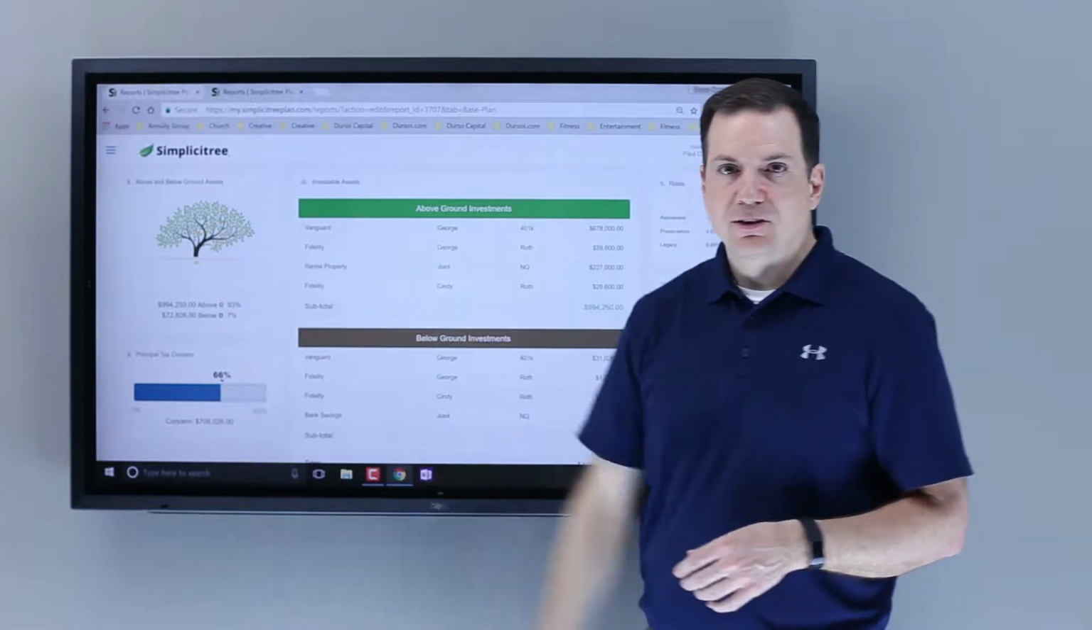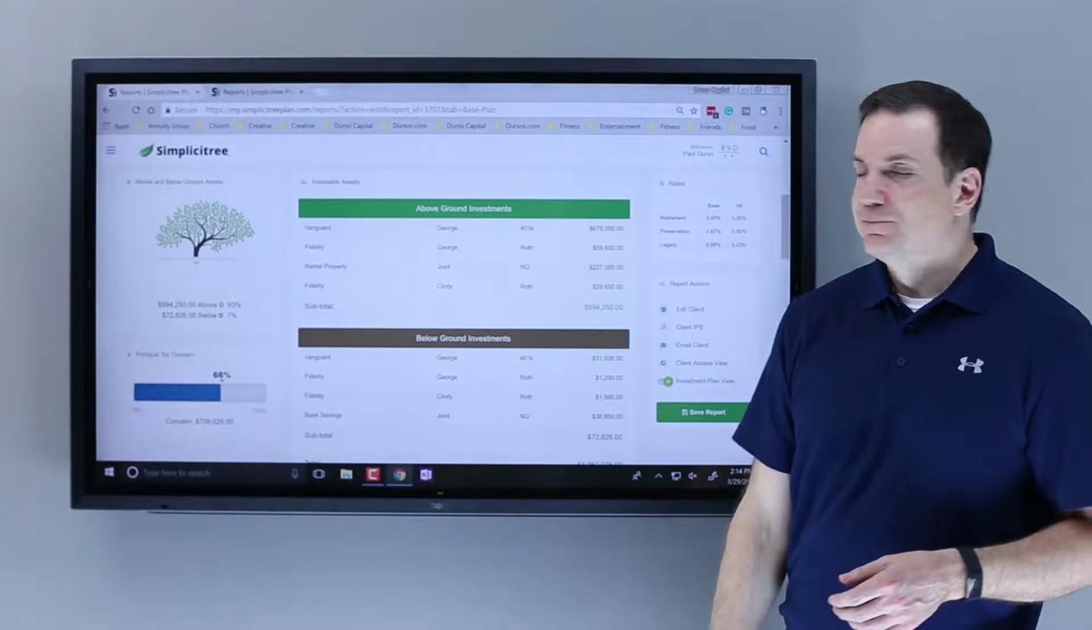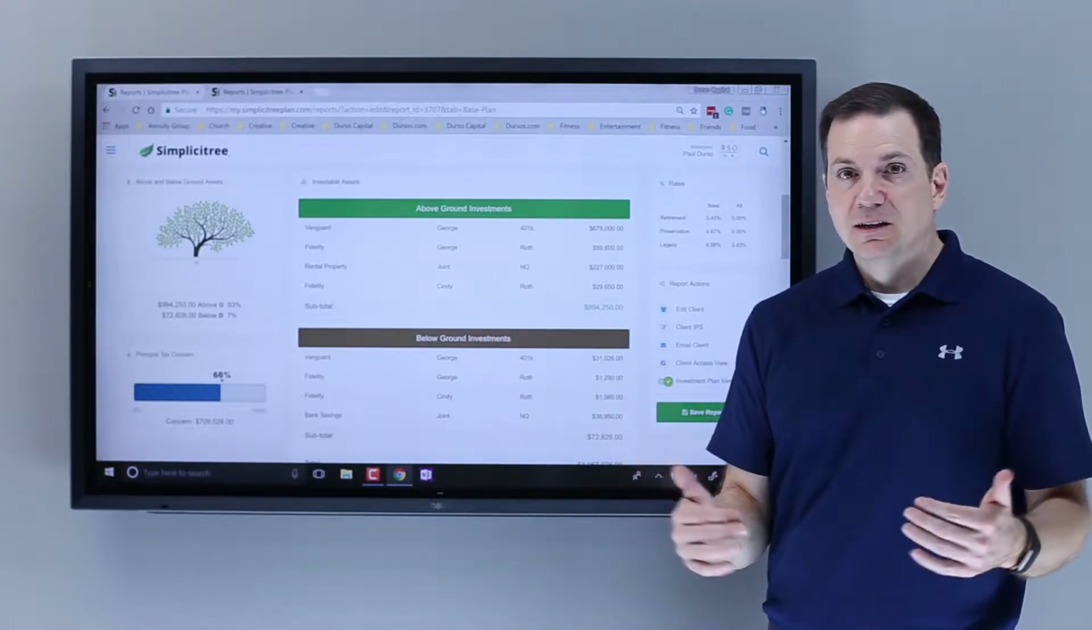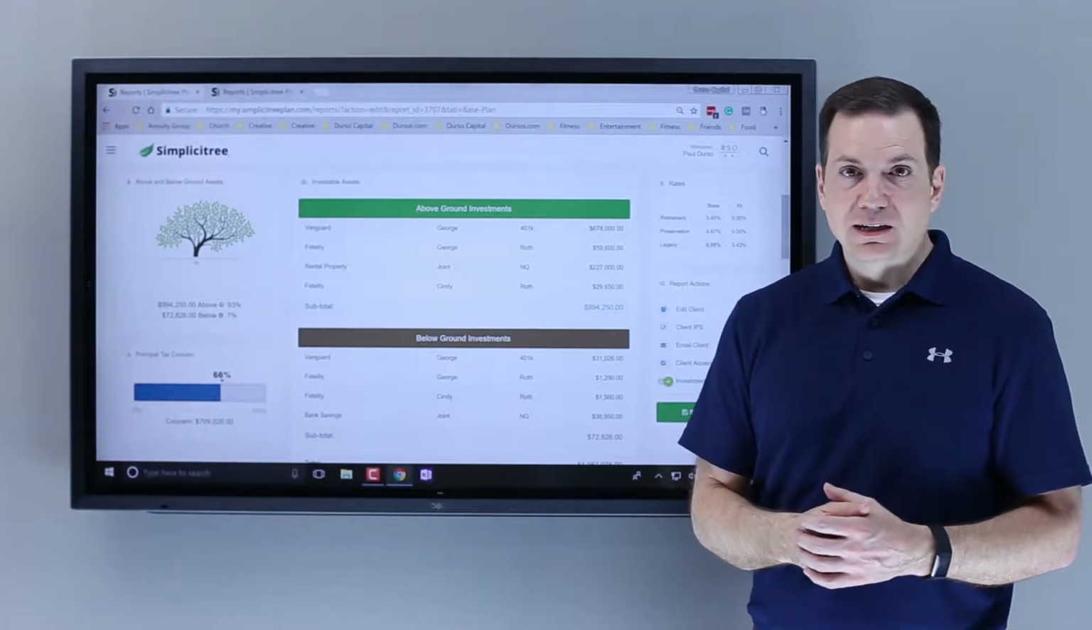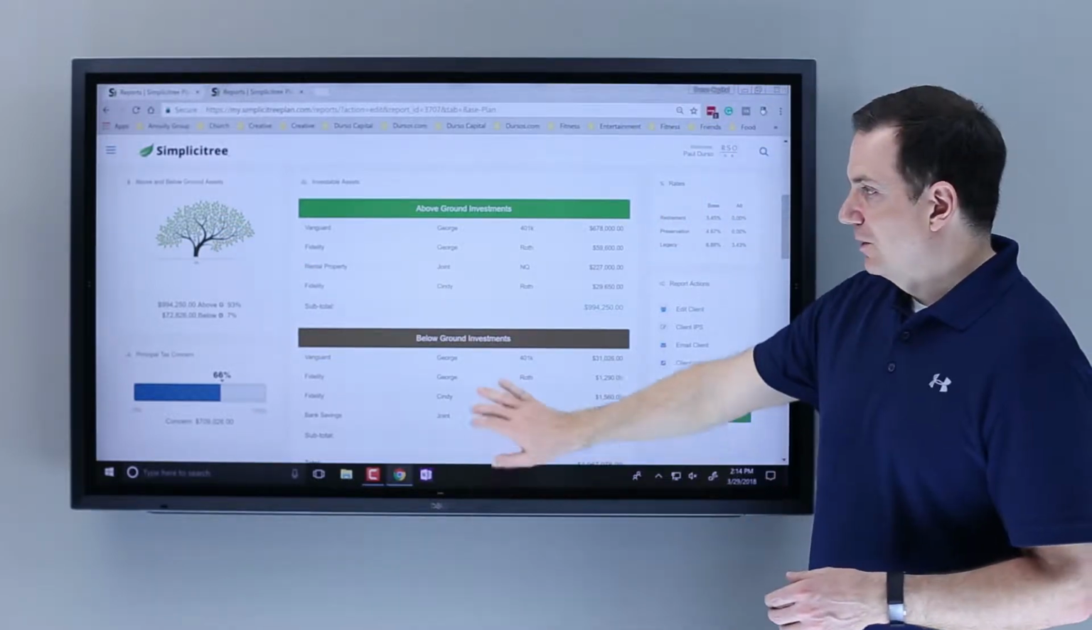Just by looking at it, they're going to go, is that okay? Well, I can tell you, if we go through another '08 with 93% of their assets above ground unprotected, they're going to see a lot of volatility as a result of having 93% of their assets above ground.